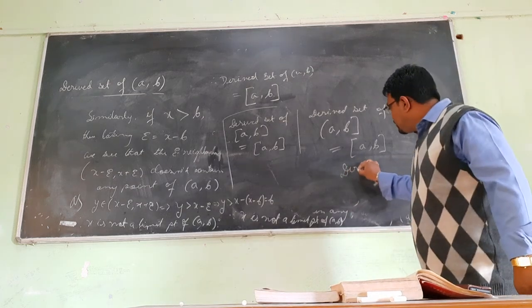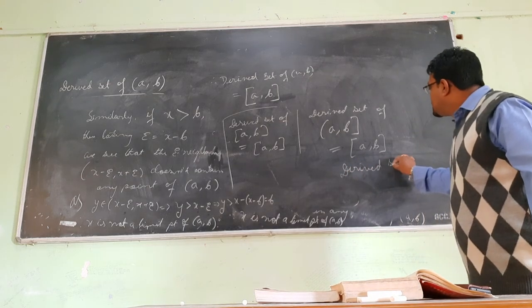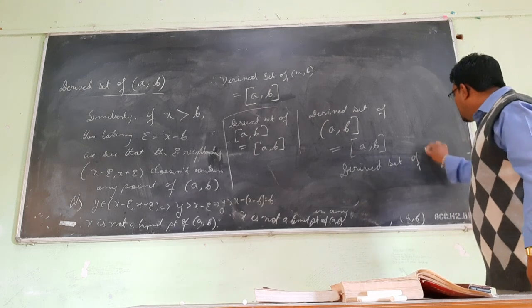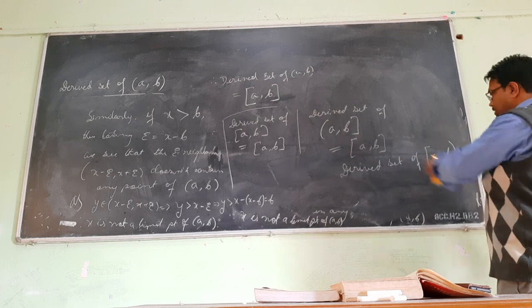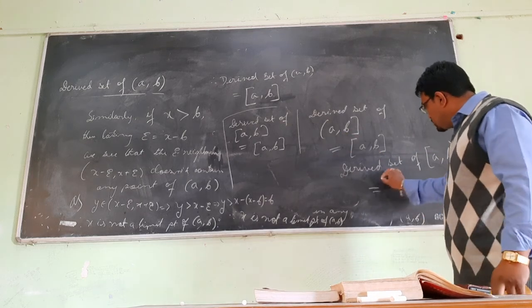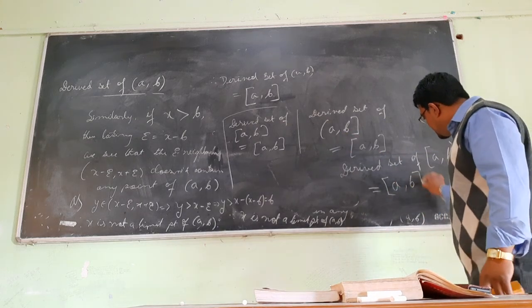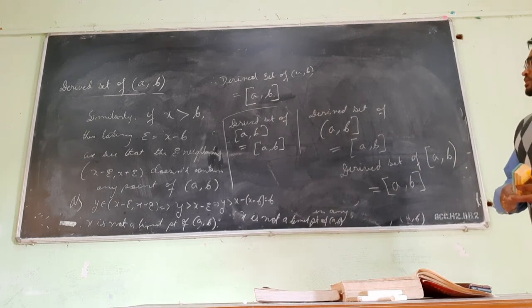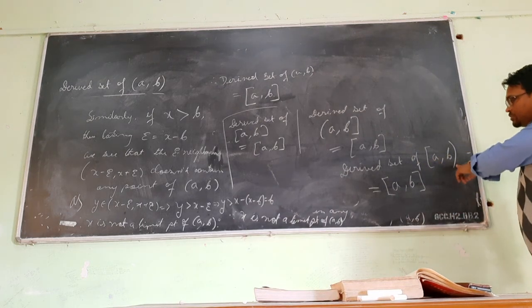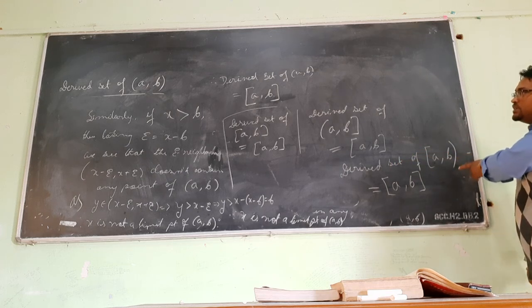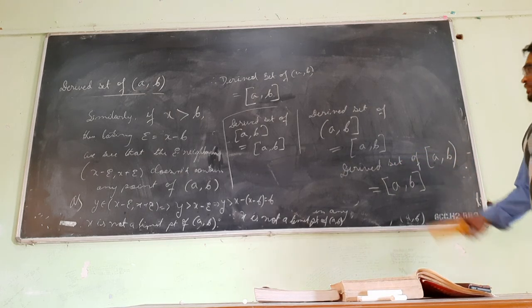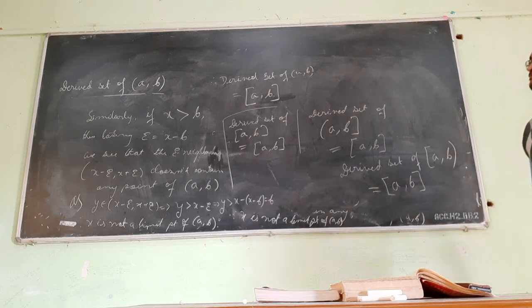And the derived set of the right half of an interval, sorry, this is the left half of an interval and this is the right half of an interval, is also AB. Same reasoning. A is a limit point, B is a limit point. Anything less than A is not a limit point, anything greater than B is not a limit point. So the derived set of this is also this.